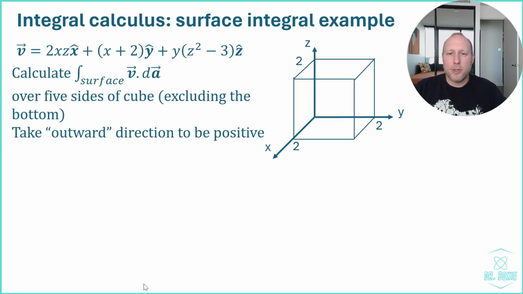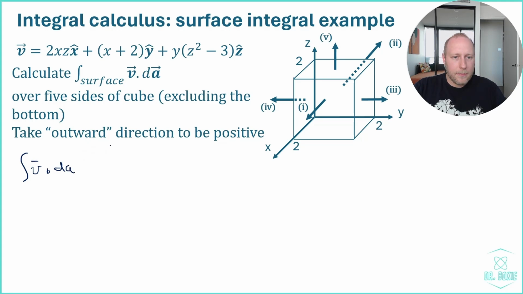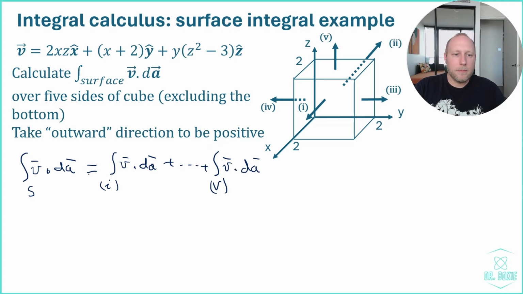Now because it is not a closed surface, the bottom isn't there, we need to actually mention in which direction we choose the normal vector to point, and we choose this time to take the normal vector outward on each of the 5 faces that we are considering. So the 5 arrows that I drew here. The total surface integral we are going to calculate will be the sum of the surface integral on each of the 5 faces. So it will be the surface integral over the first face plus the second face, etc., up to the surface integral on the 5th face. And we will calculate them one by one.